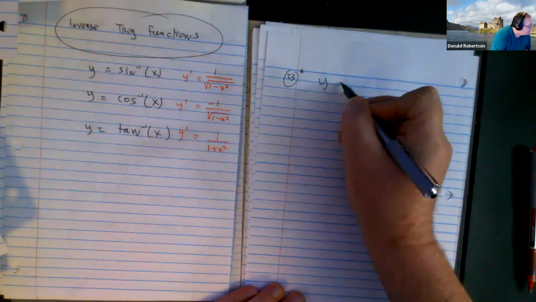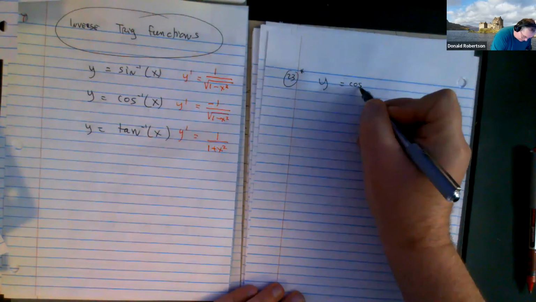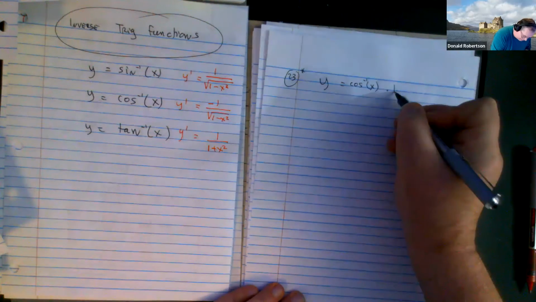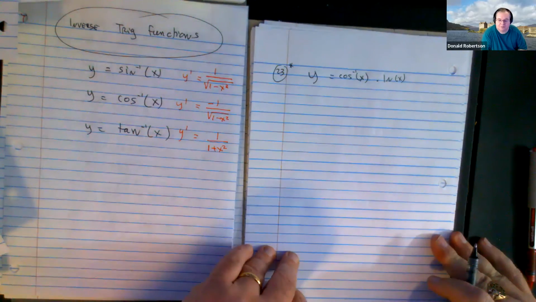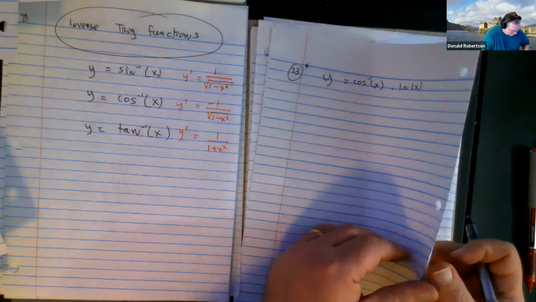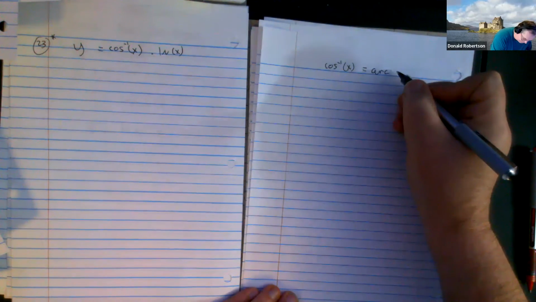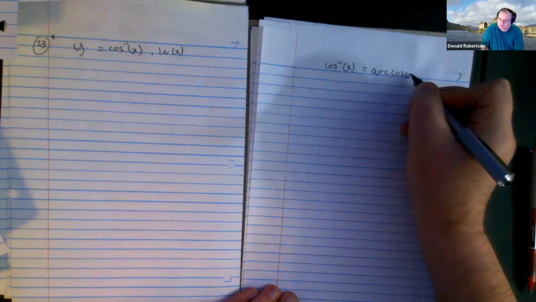And the function is going to be an inverse cosine of x times the natural log of x. Well, that's how I read it. So let me get my mump over with. The inverse cosine of x has another name. It's called an arc cos. The inverse sine function has another name. It's called an arc sine. And the inverse tan function has another name. It's called an arc tan.